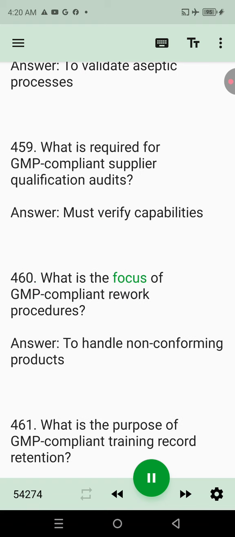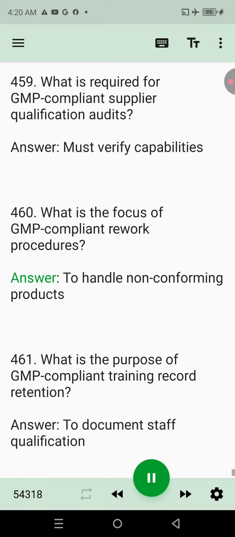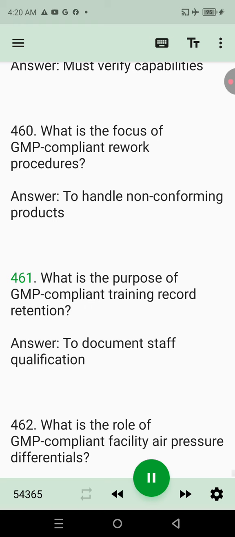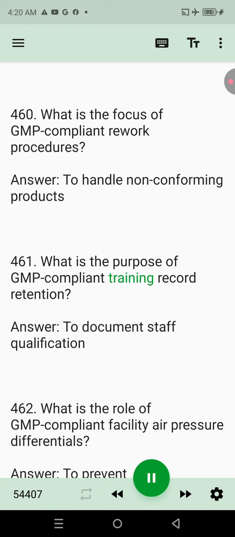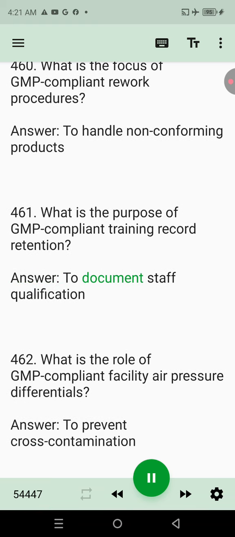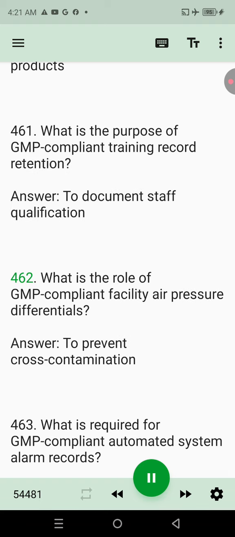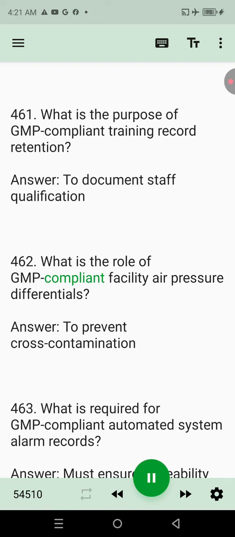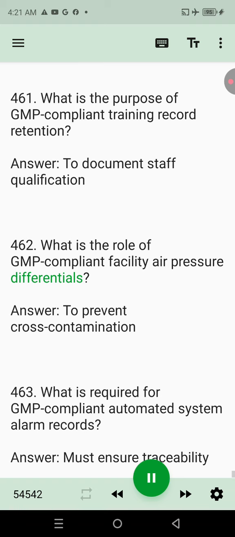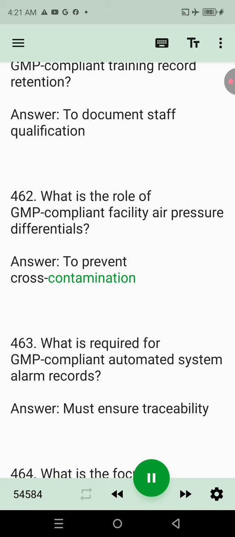460. What is the focus of GMP-compliant rework procedures? Answer: to handle non-conforming products. 461. What is the purpose of GMP-compliant training record retention? Answer: to document staff qualification. 462. What is the role of GMP-compliant facility air pressure differentials? Answer: to prevent cross-contamination.